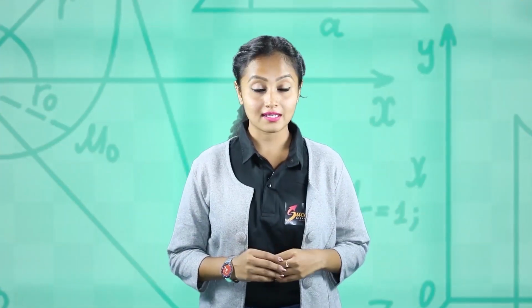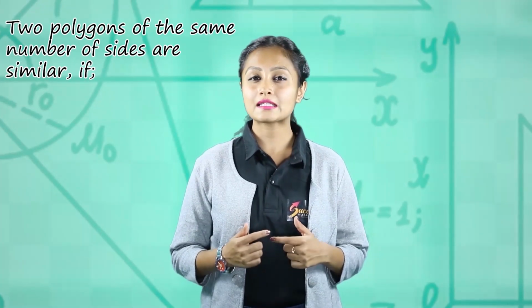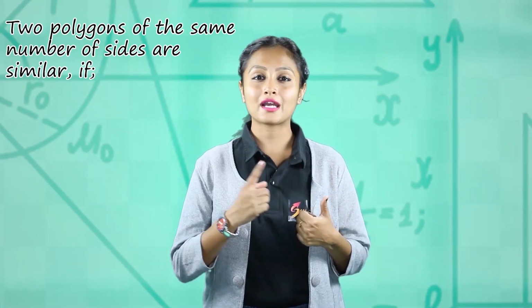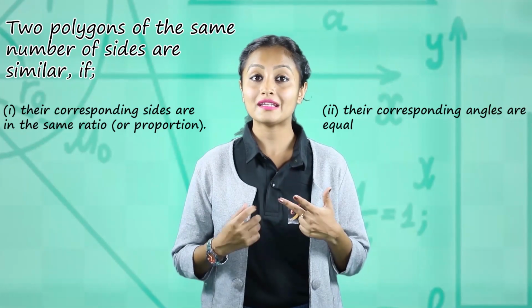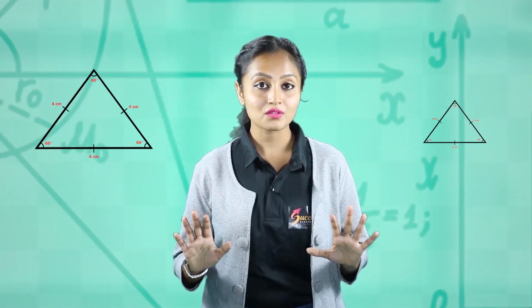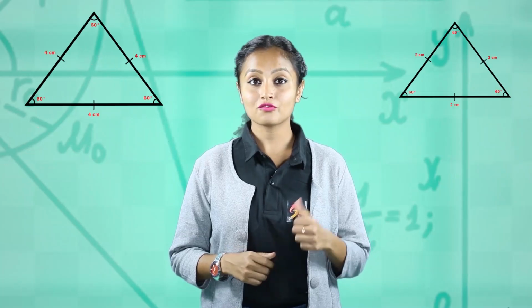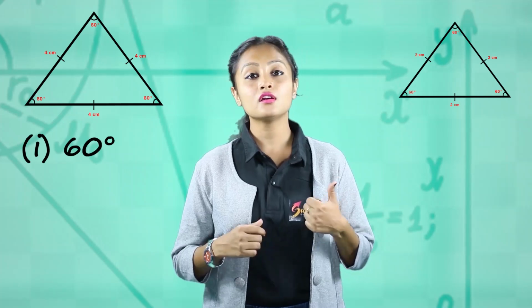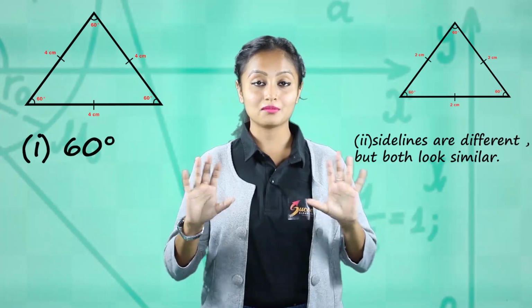To generalize, any two polygons which have the same number of sides can be called similar figures if they satisfy two conditions. One, they should have proportionate side lengths. Two, they should have the same or equal angles. Here, equilateral triangles were the best example to understand similar figures. One, because both of them had 60 degree angles. Two, because the side lengths were different, but still both of them looked similar.